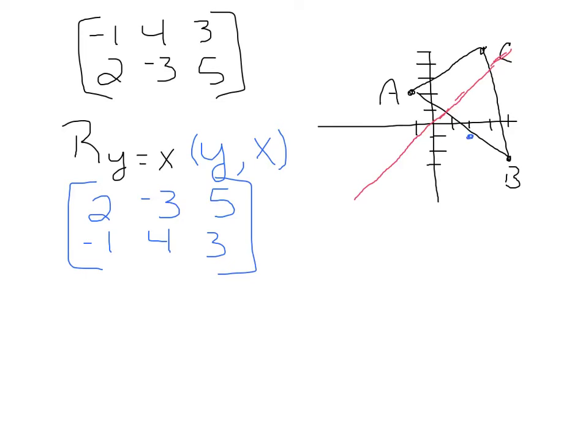And when graphed, this should reflect it over the red line. 2, -1 is A prime. So you can see it goes over the red line. -3, 4 is B prime. And 5, 3 is C prime. We talked a little bit yesterday about drawing our perpendiculars with the red lines and reflecting it over it. I'm out of colors, but you can see C is there, same distance away is C prime. So the blue is the triangle that is reflected over the y equals x line.